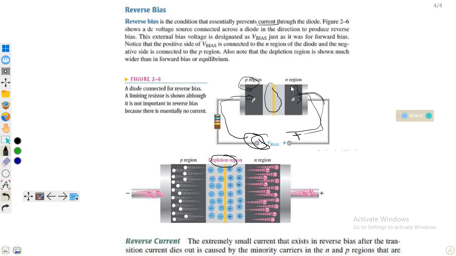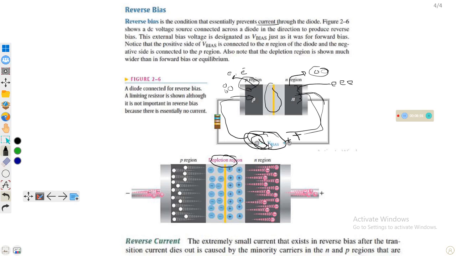Holes are minority carriers and electrons are majority carriers in the N-type region. Here we have a large number of electrons because this is the N-type region, and a few holes. Similarly, in the P region, electrons are the minority carriers, fewer in number, and holes are the majority. So these holes will be repelled by the positive battery terminal, and similarly these electrons will be repelled by the negative battery terminal.